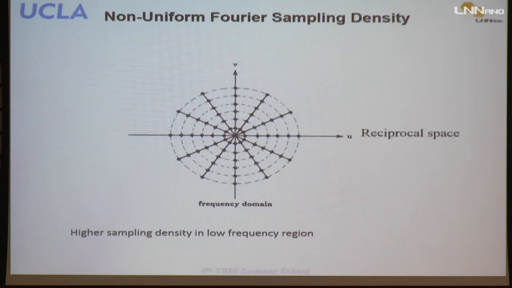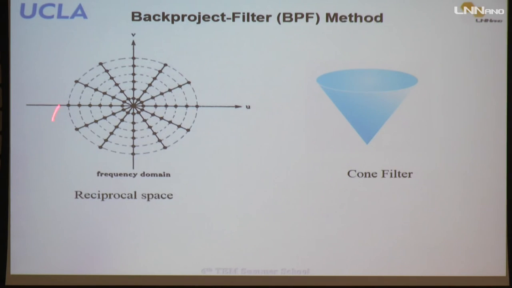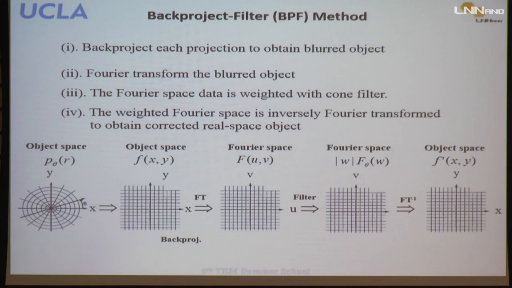So we can think about a filter. Actually, this sampling density decays as a function of 1 over r. The reciprocal of the distance from the origin to the sampling point is the density factor. We can just revert that by applying this cone filter. It is called a cone filter because it looks like a cone. We just multiply this to this one. Then we can amplify the higher frequency information, and probably we can get this sampling problem corrected. So let's try that. This is the back projection filter method.